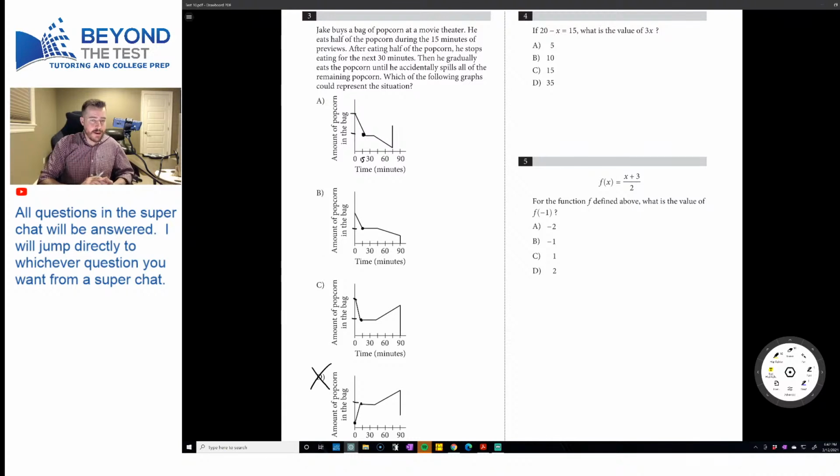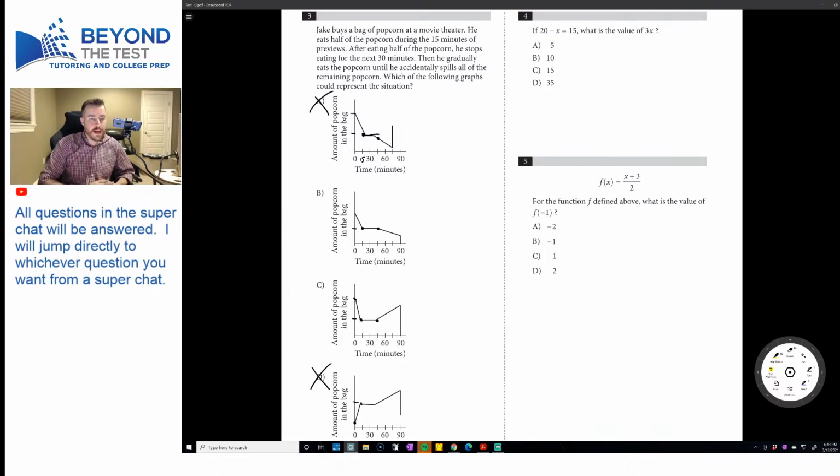After that, he stops eating for the next 30 minutes. So from 15 to 45, the amount of popcorn in the bag has to remain constant. Just from 15 to 45. So from 15 to 45 here, that'd be over here. So we can see that that doesn't work because that isn't constant, to 45. So A is going to be out here. B, up to 45 here, you can see that is constant. And C here, that also remains constant from 15 to 45 for the next half hour.